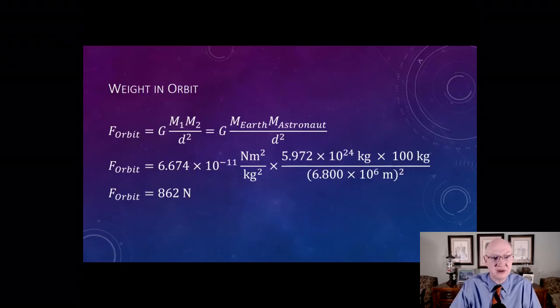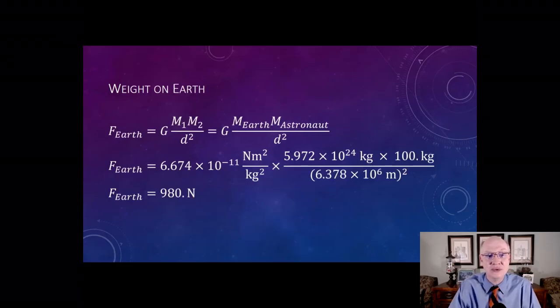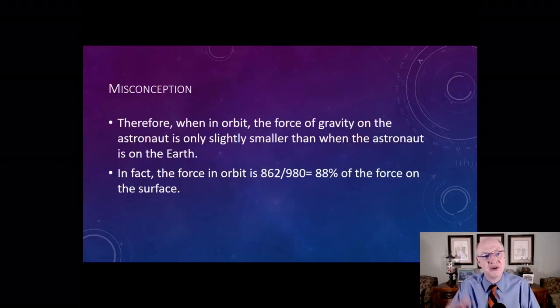Now, on the surface of the Earth, their weight is 980 newtons, and you can see those two aren't that much different. So when they're in orbit, the force of gravity acting on them is slightly smaller than when they're on the surface of the Earth. And in fact, it's about 88% of the force of when they're on the surface. So if there's that much gravity acting on them, 88% of the gravity that they have here on the surface of the Earth, why are they weightless? And the answer is they're weightless because they're falling. So let's take a look at what I mean by that.